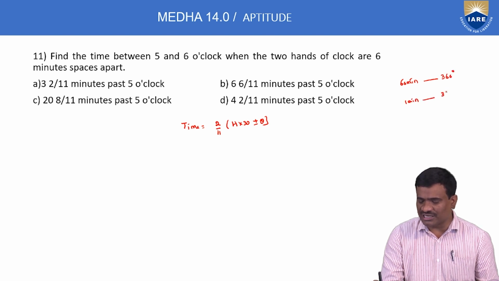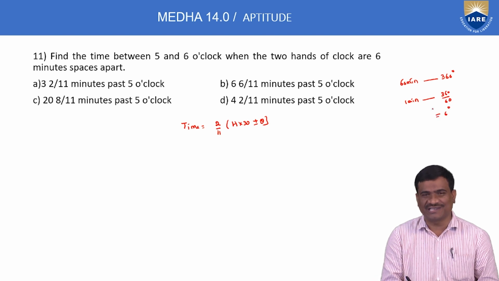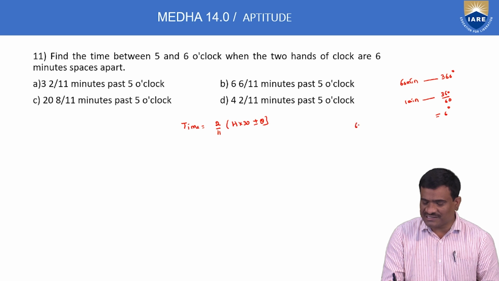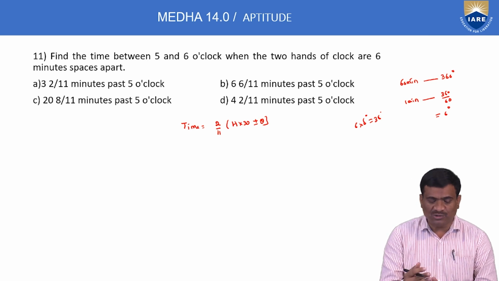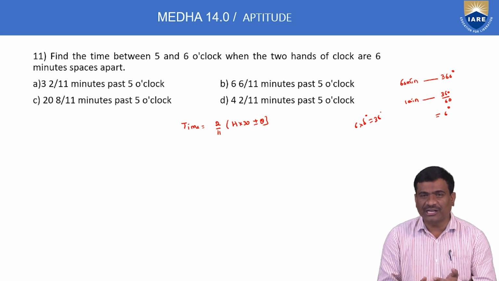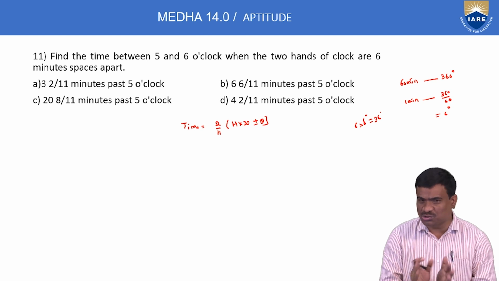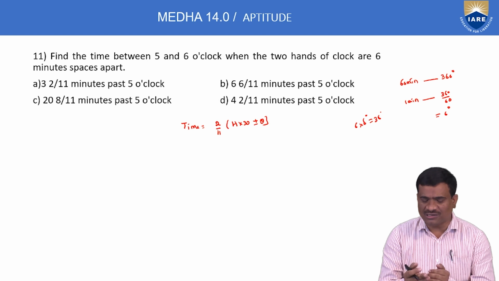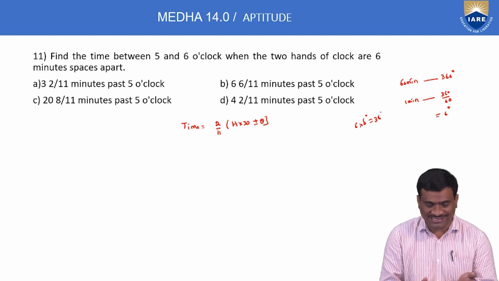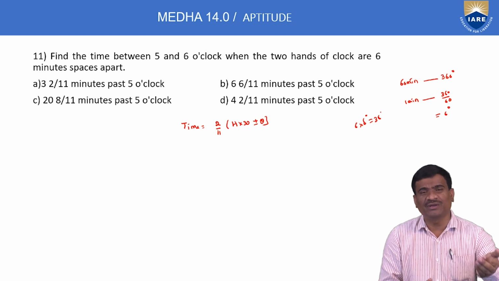1 minute is equal to 360 by 60 is equal to 6 degrees. We want a 6 degrees angle. 6 into 6 is equal to 36. Two cases are possible, but using option verification, only the negative value is correct. You have to check two methods, but in this problem only the minus case is the answer, because your options are less than 20 only.